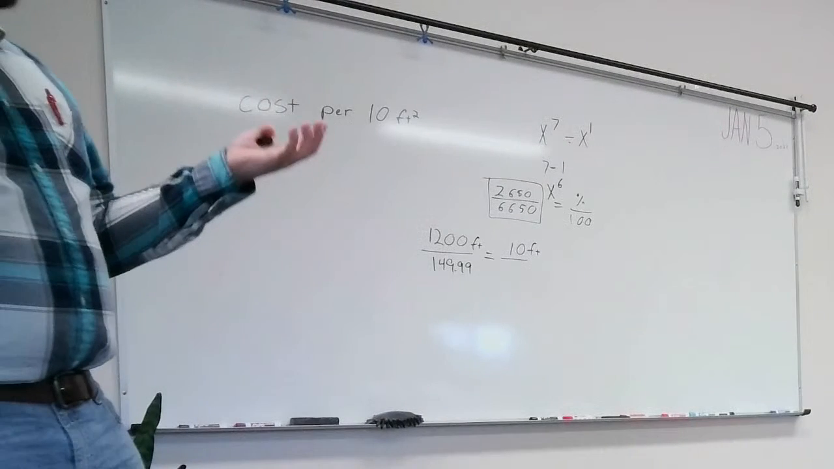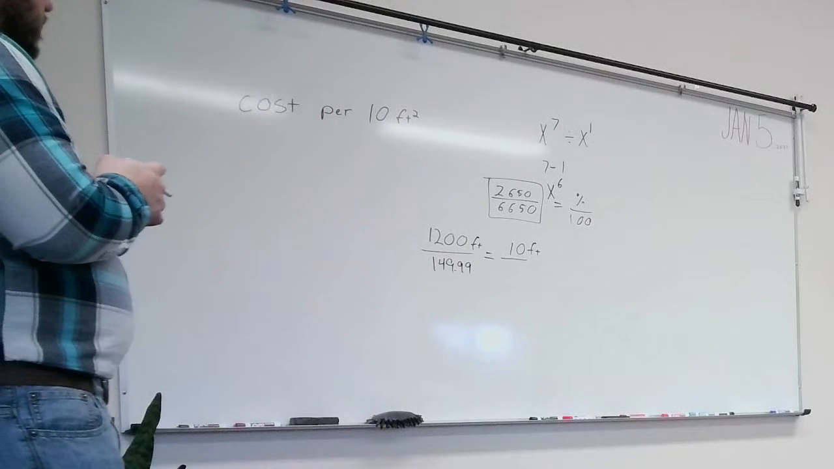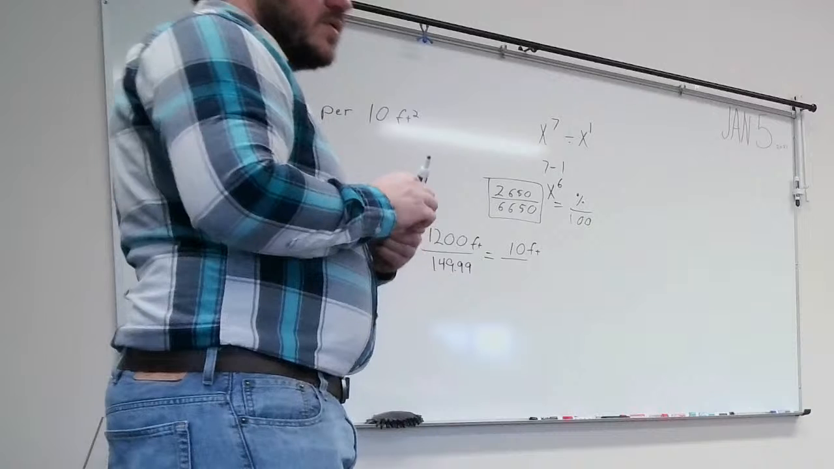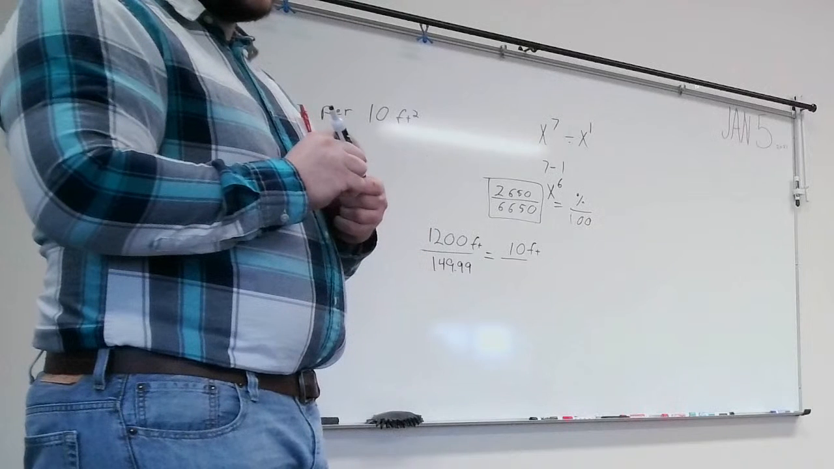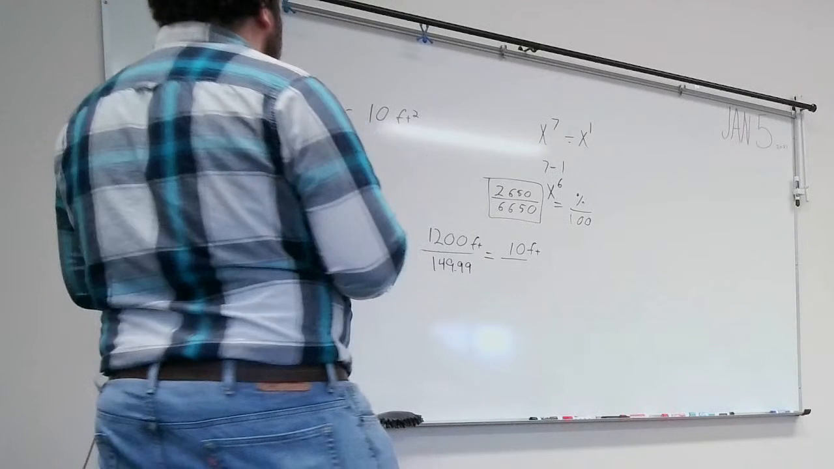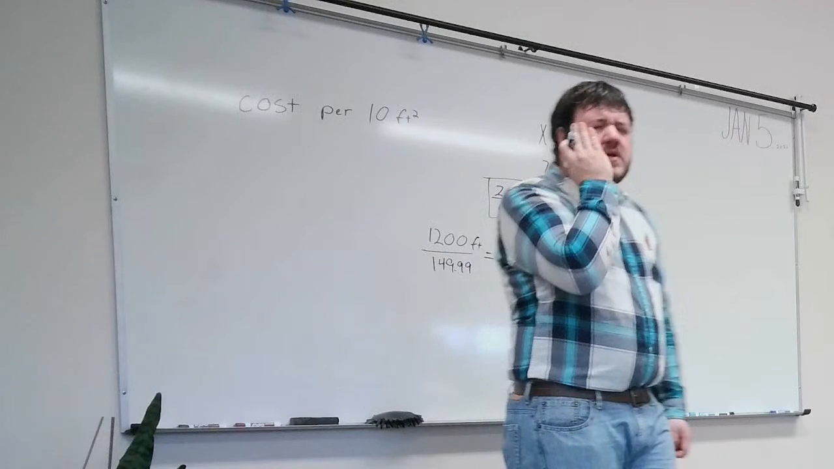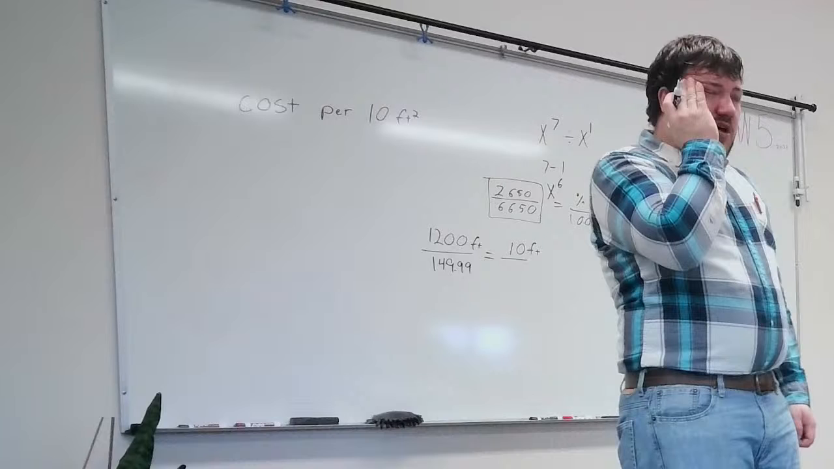So basically you go 10 times the 149.99 divided by. No, it's not a big deal. The reason proportions are cool for this is because they take all the guess and thought work out of it.